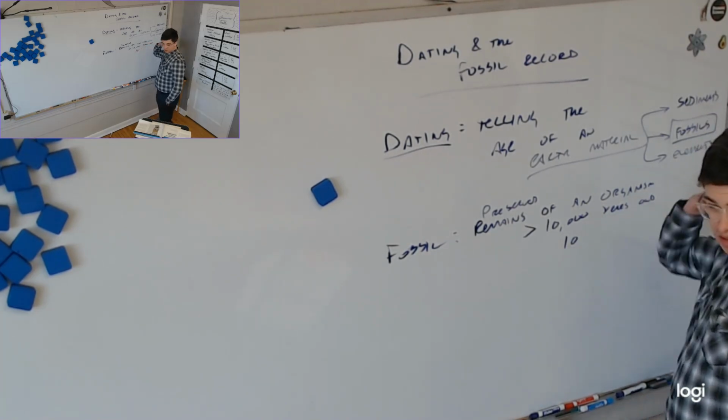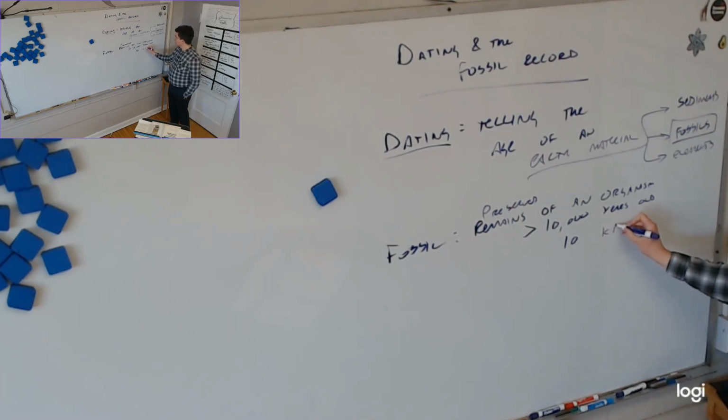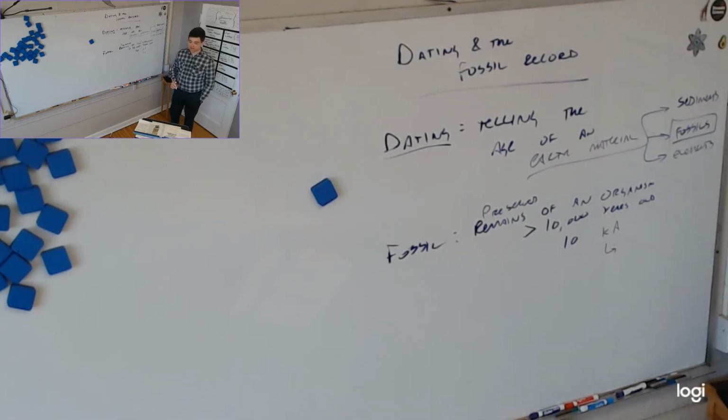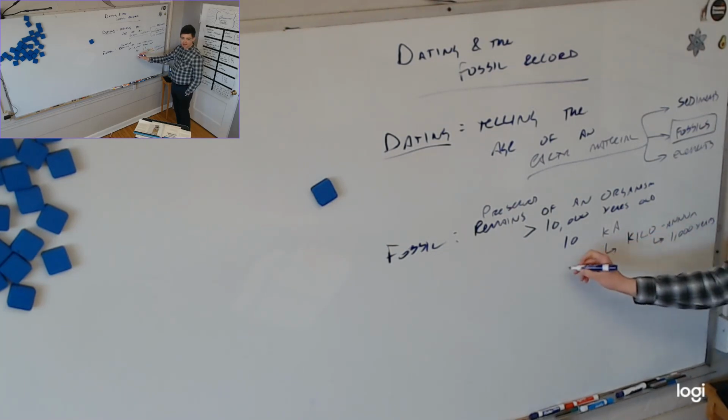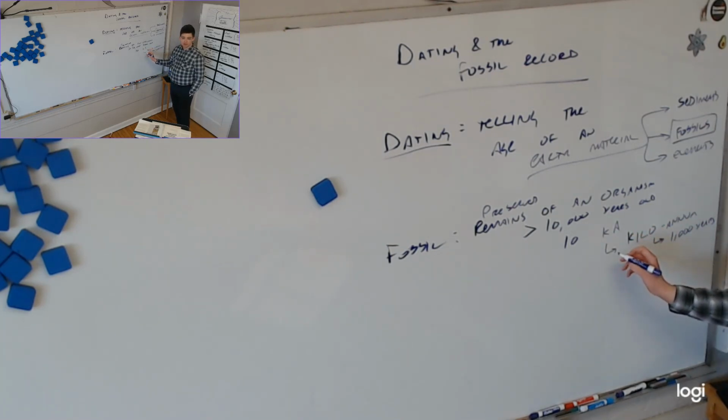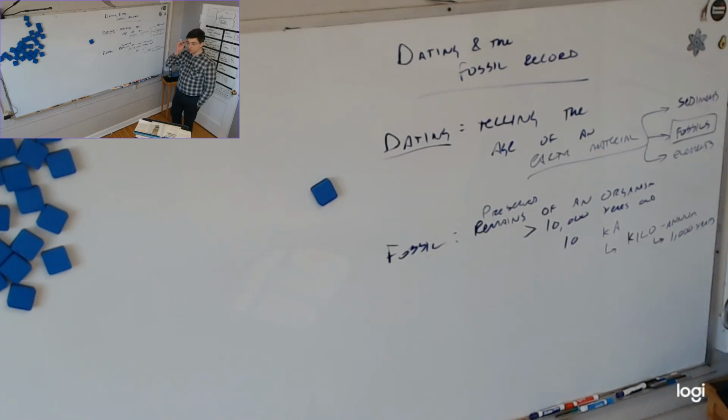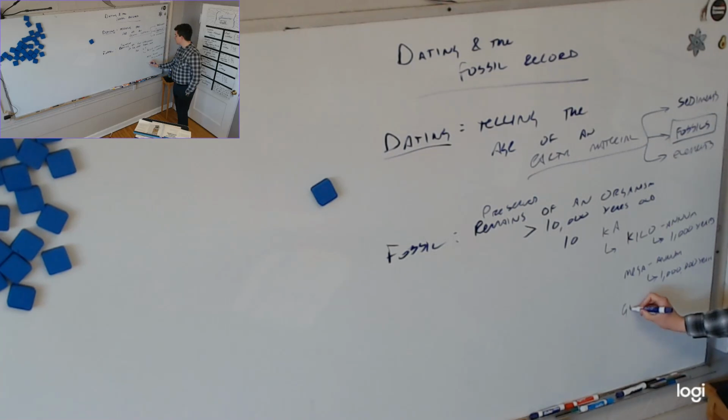Another way of writing 10,000 years old is lowercase k, capital A. We're going to use this a lot, so I want you to write this down. Ka, lowercase k, capital A, stands for kilo annum, which means 1,000 years. So if I have 10 Ka, that's how many years? 10,000 years. We also have mega annum. Can you guess how many that might be? 1,000,000 years. And then there's giga annum, which is 1,000,000,000 years.